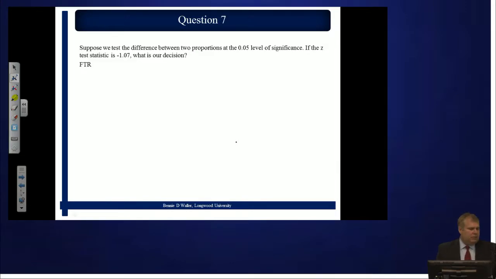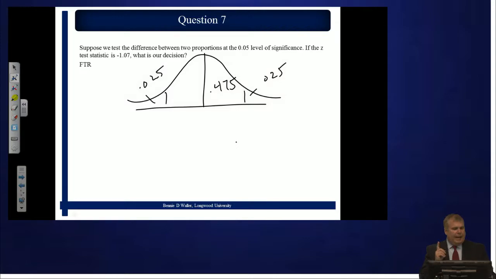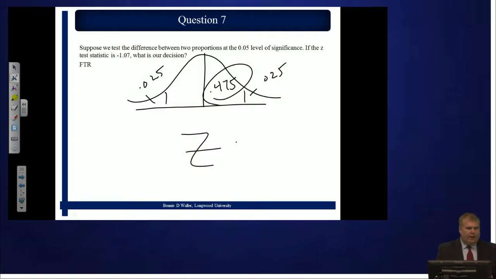Now, the next question just says, suppose we have a test of the difference of two proportions at the 5% level. If the z statistic is 1.07, what is our decision? Well, if we're going to test the difference between two proportions, it's going to be a two-tailed test. It doesn't say whether one is greater than the other. It says test the difference. You're going to have 2.5% on each tail, which means from a z, and remember, in a proportion you always use z, okay? So when you go look up 0.475 in your table, you're going to see that the z at 0.05 divided by 2 is going to be 1.96.